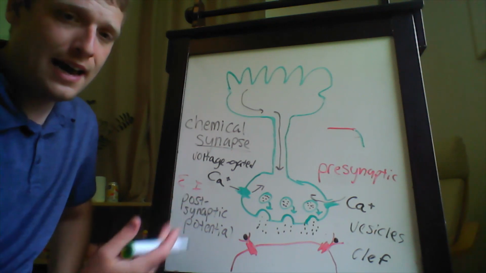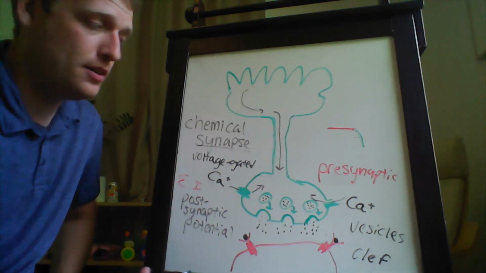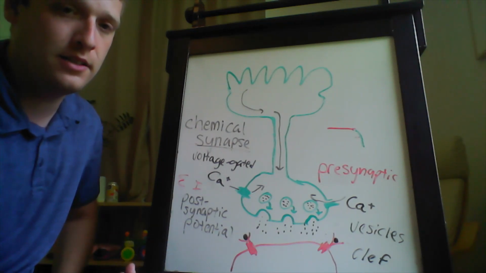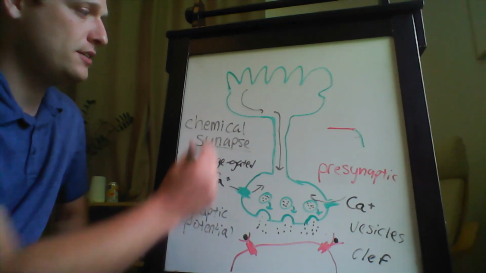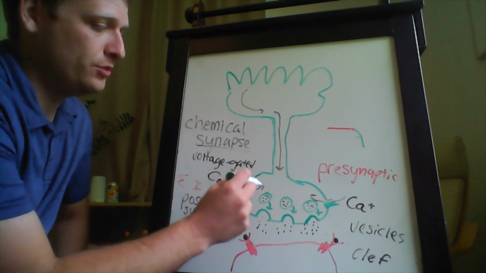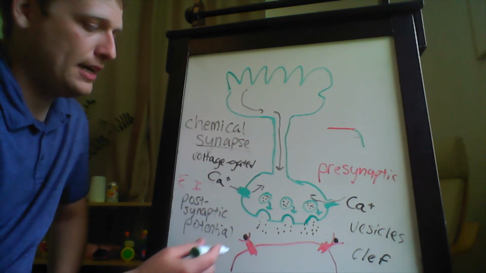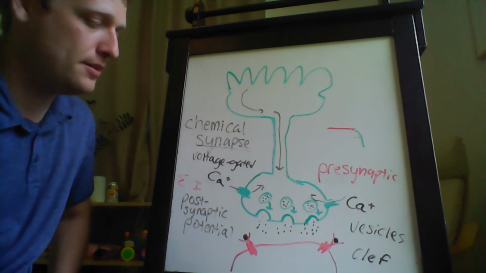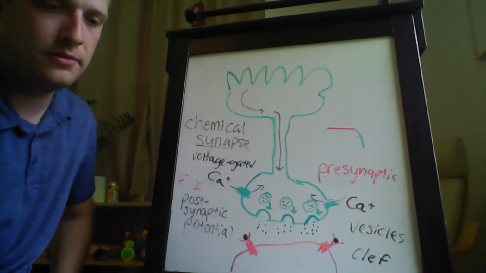So this is how most transmission between neurons and their postsynaptic targets is going to occur: action potential, release of neurotransmitter, and then you see the effect of that neurotransmitter at the synapse on the postsynaptic cell.